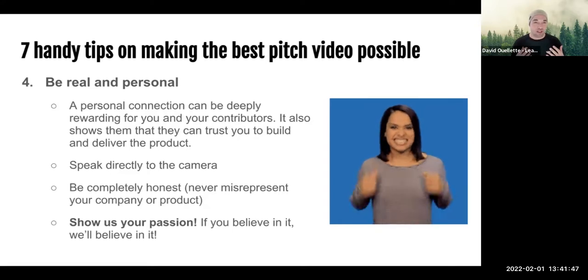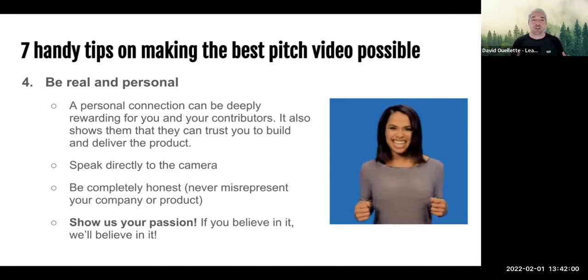So to build this kind of trust, to create a sense of realism, make sure you're speaking directly to the camera, make sure to be completely honest and not misrepresent yourself or your company, and make sure you share your passion with us. If you are passionate and you believe in it, then most likely the judges will believe in it as well. Okay.